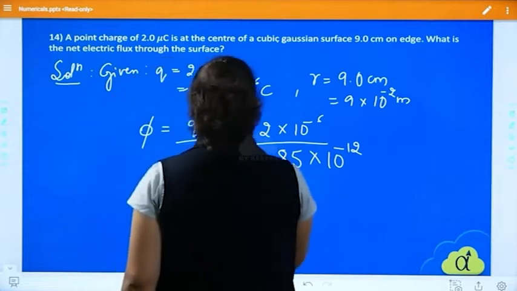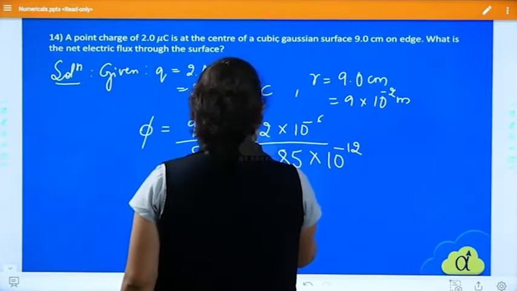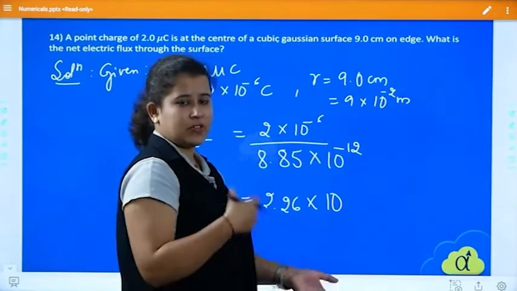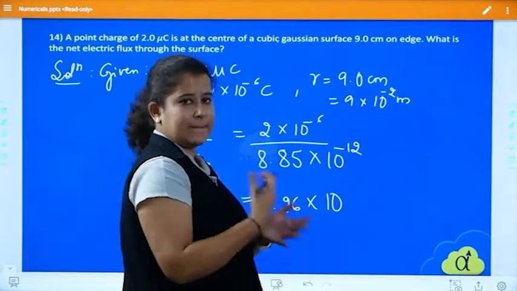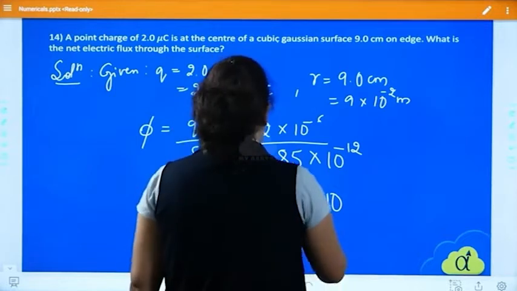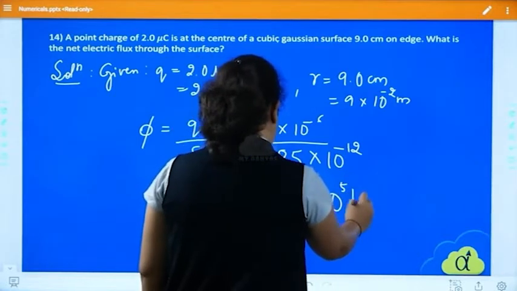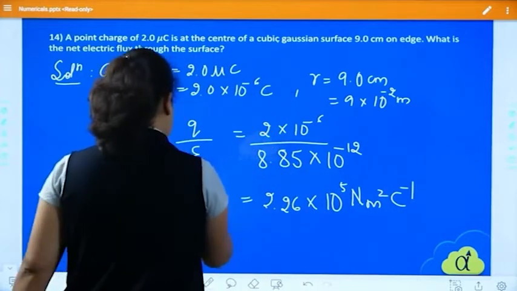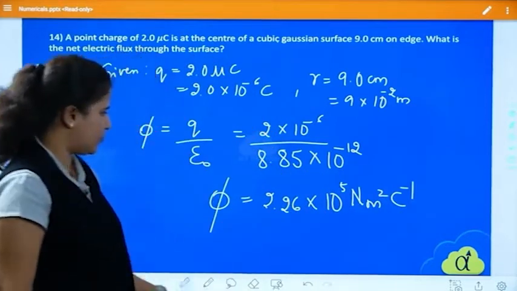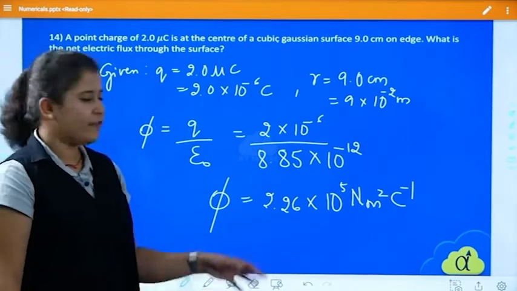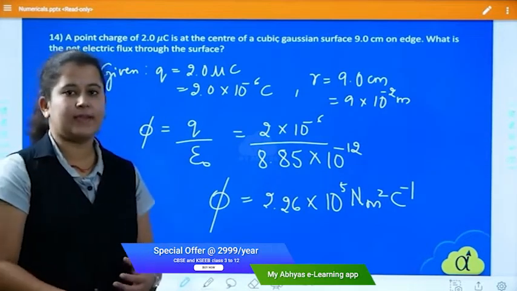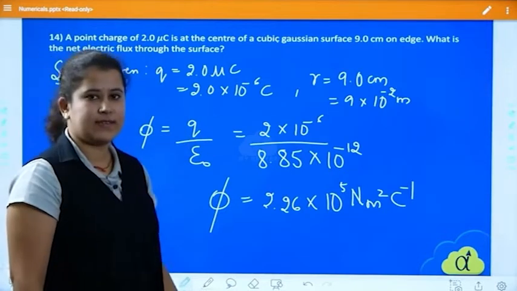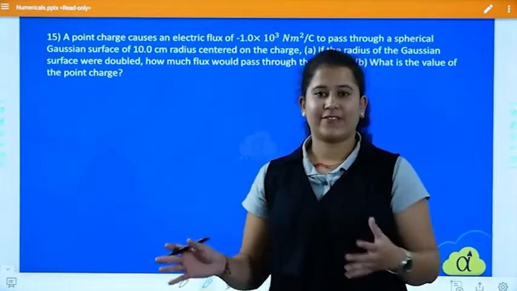Solving this, I'll get around 2.26 into 10 raised to 5, since minus 6 minus of minus 12 gives plus 6. Phi is equal to 2.26 into 10 raised to 5 Newton meter square per coulomb, which is the electric flux through that Gaussian surface. So we'll check with the next question.